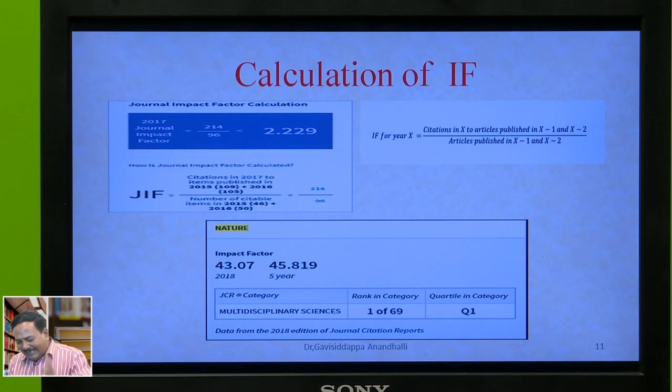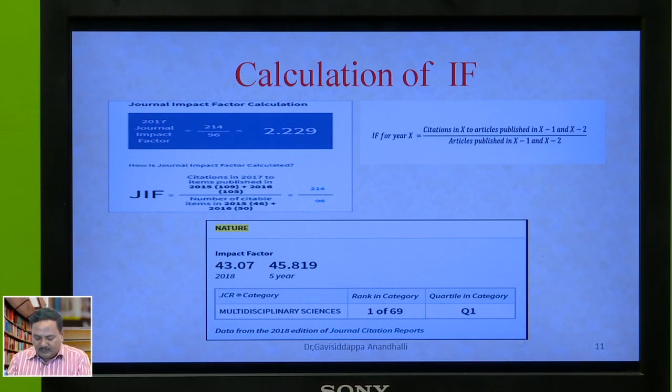If you want to express this impact factor in a general way, you can express it like this. Impact factor for the year X: you take any journal, the journal may be ABCD, for the given year X, citations in X to articles published in X minus 1 and X minus 2.